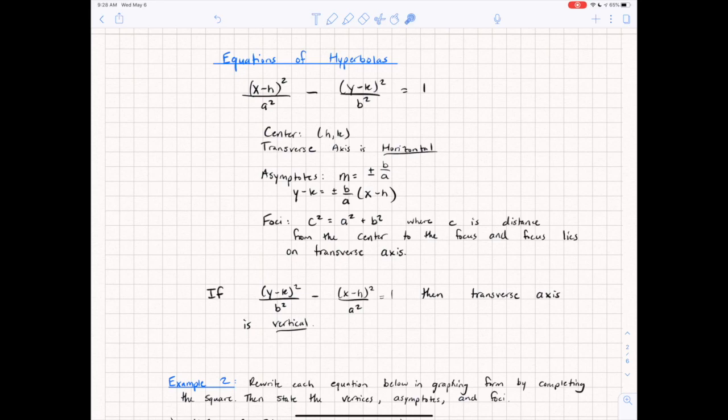So then the only thing that we really have to take into account is that if the x and y terms are swapped, so if the y term comes first, we just need to recognize then that the transverse axis is vertical, and then I need to take my steps up b, and then again it's b over a in terms of calculating the slopes.